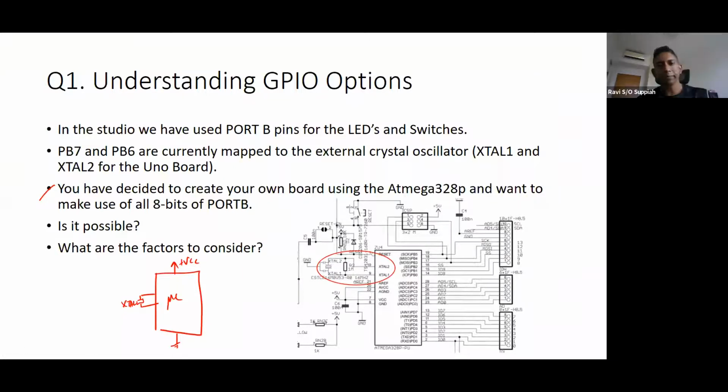So definitely it is possible, on your own board, and you want to, let's say, mass produce or whatever. Is it possible for me to make use of all the 8 bits of port B? Because we just saw that port B, pin 7 and pin 6 are for the crystal, correct? And I also mentioned that you need a clock for your system to run. So is it still possible that I am able to use pin 6 and pin 7 from port B if I'm doing my design?